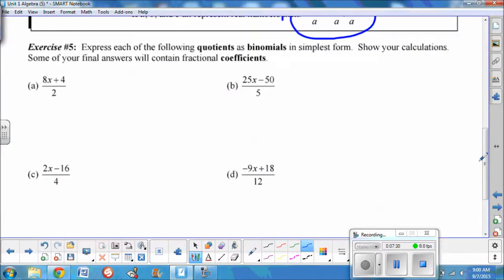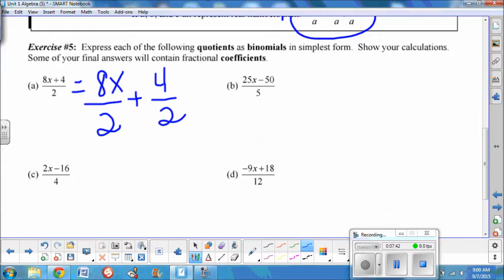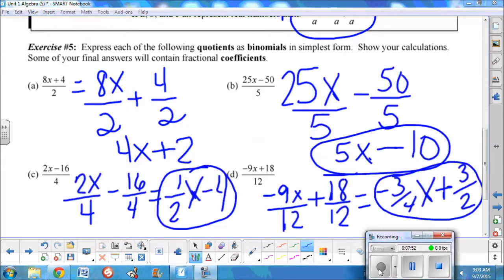So let's see what that looks like with these. If we're going to use the distributive property with this division, 8x divided by 2 plus 4 divided by 2. Now simplify those two fractions. So we end up with 4x plus 2. Okay, pause it and try B, C, and D.